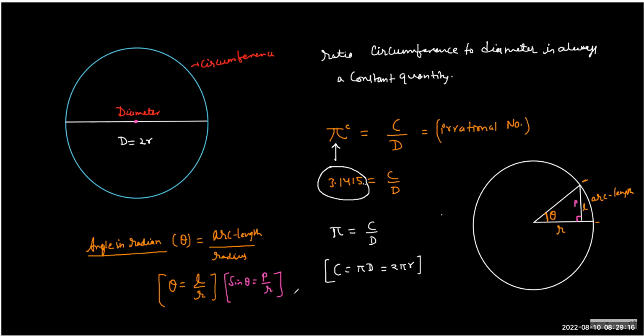Yeah. And you can clearly see which one is bigger: sine of angle or angle itself. Both are ratios, but which ratio has the bigger value? The arc length is definitely bigger than P, isn't it? That's common sense. Arc length is bigger than P. Yes or no? Yes. So we can clearly see that theta is always bigger than sine of theta.